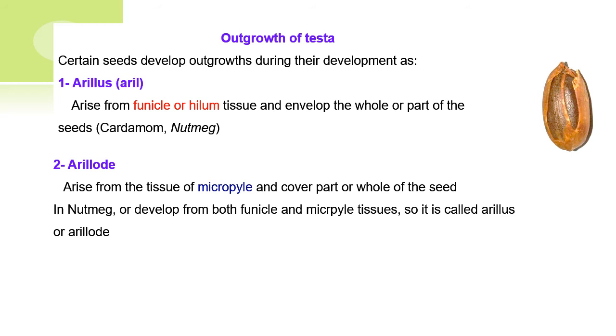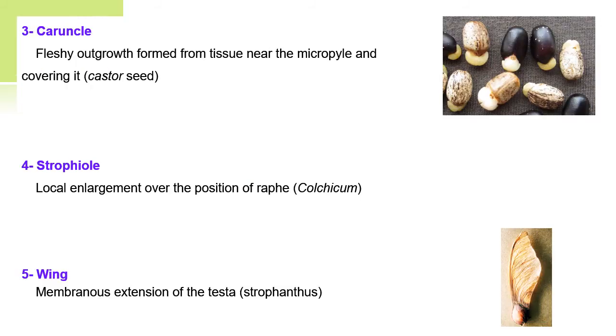Sometimes it develops from both funicle and micropyle. So it is either micropyle alone or micropyle and funicle, but in arillus, hilum or hilum and funicle. The third outgrowth is the caruncle, which is a fleshy outgrowth formed from the tissues near the micropyle and covering it. So this is around the tissues surrounding the micropyle, or this outgrowth covers the micropyle itself. So this is a caruncle, as in castor seed.